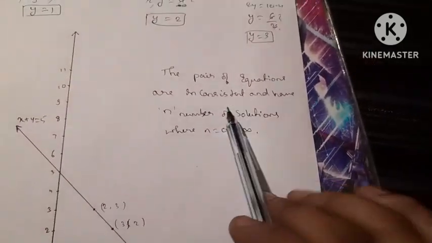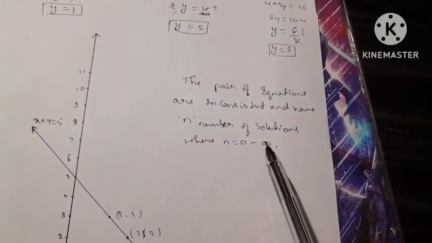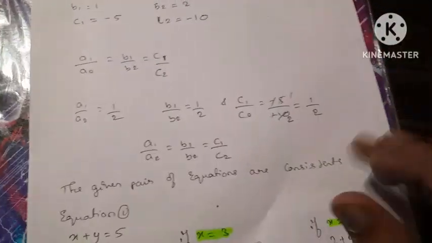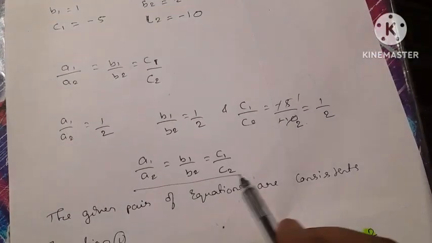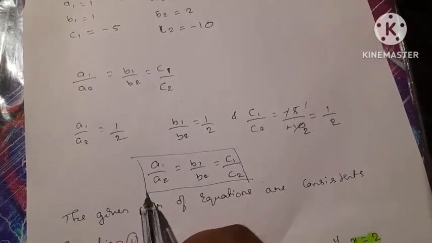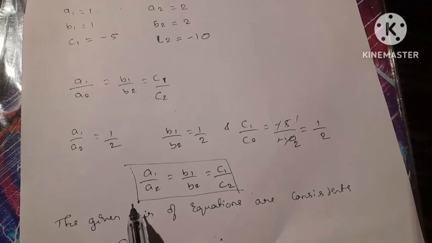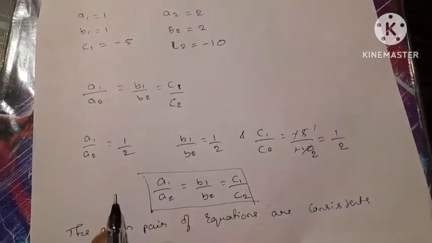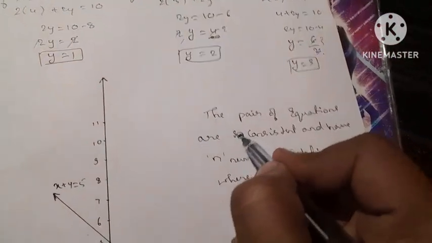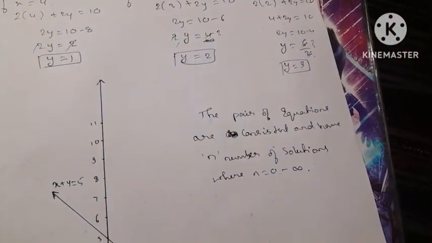Now why did we write this statement, consistent have n number of solutions? Because in the last class we saw that when we get this value, we have a consistent equation and we have n number of solutions. Sorry, make a correction here. It is consistent, not inconsistent. The consistent. Okay.